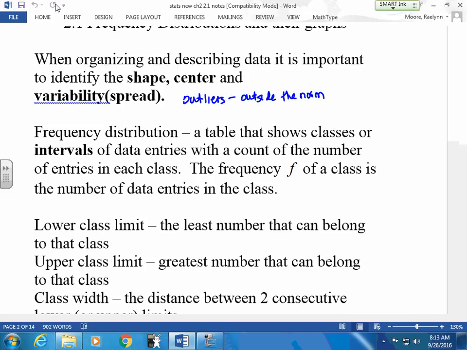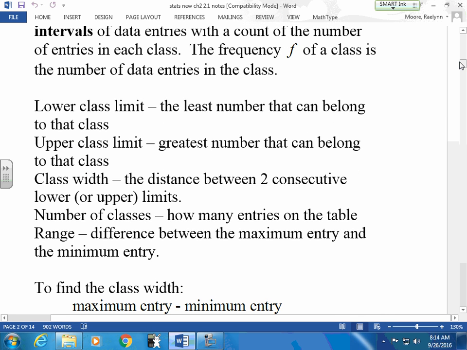A frequency distribution is the way we basically start. A frequency distribution is a table, and it keeps track of how many times something occurred, a frequency. And we make a table. We use intervals of data. We count the number of entries in each class. The frequency is how many data entries we have for that class. And some of these are going to sound very similar to you. We also have a lower limit and an upper limit. These are your boundaries.